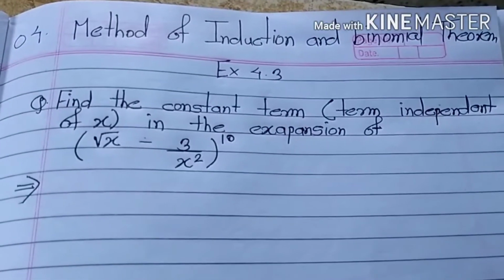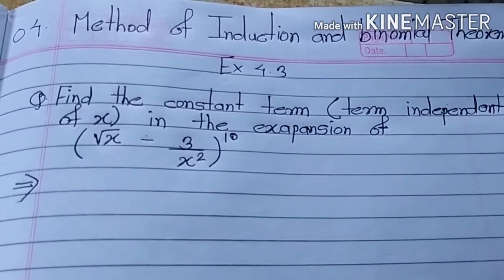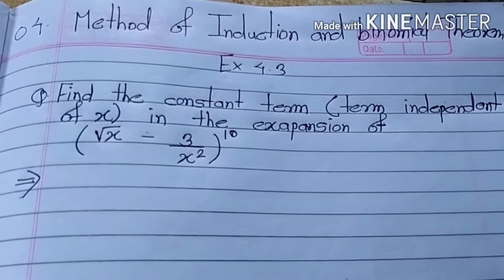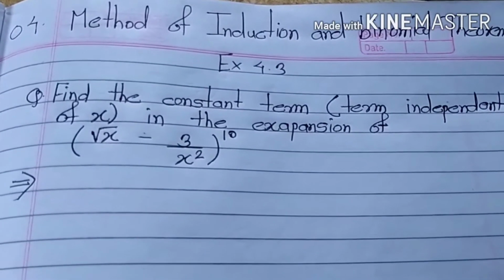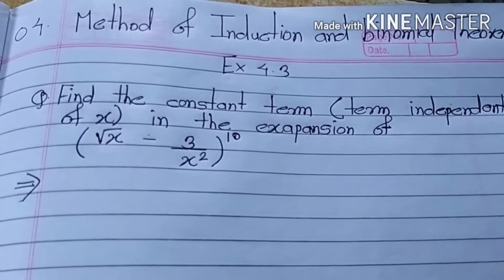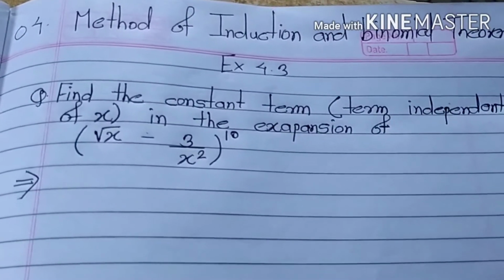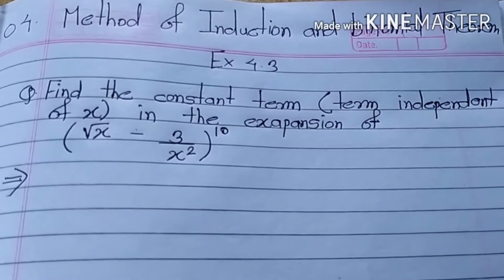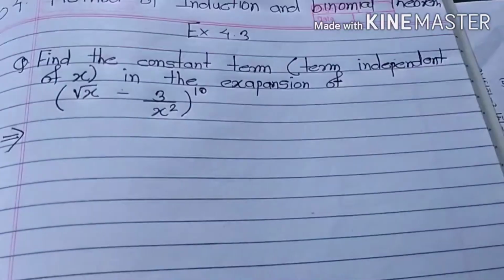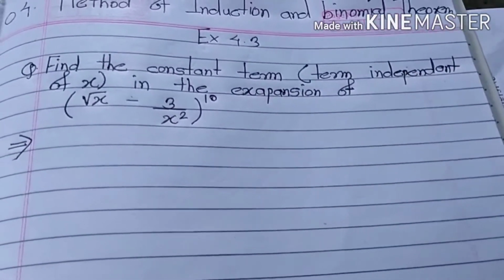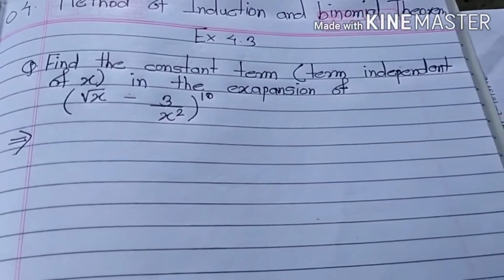Good morning, student. Today we continue exercise 4.3 of method of induction and binomial theorem. So here it is our first example. Find the constant term independent of x in the expansion of the following. So in this example we have to find the constant term.